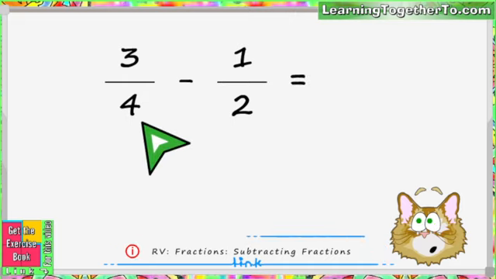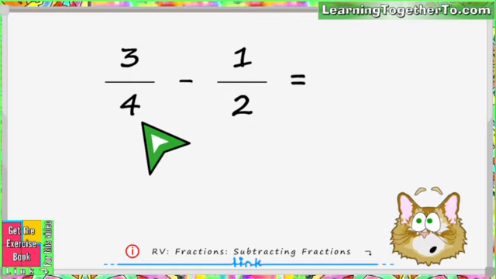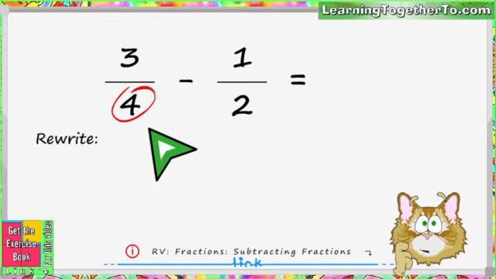The denominators are different, so we need to find the lowest common multiple between them. Well done, Frank. Since we know our multiplication tables, we get to do this part in our head. We know that 4 is a common multiple between 4 and 2. In fact, between 4 and 2, it is the lowest common multiple that we are looking for.